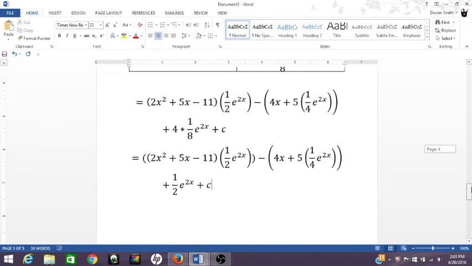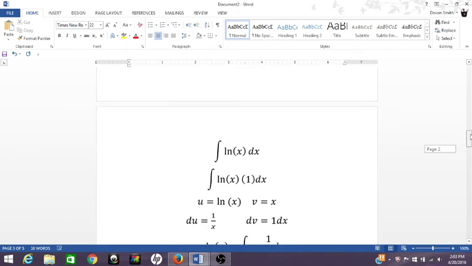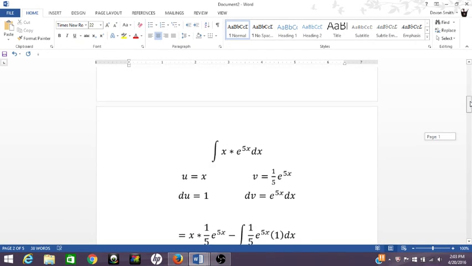So as you can see, integration by parts, whether it's tabular or just the normal UV minus integral VDU, it's really simple stuff. It's just all plug and chug, really. So nothing too much to worry about there.